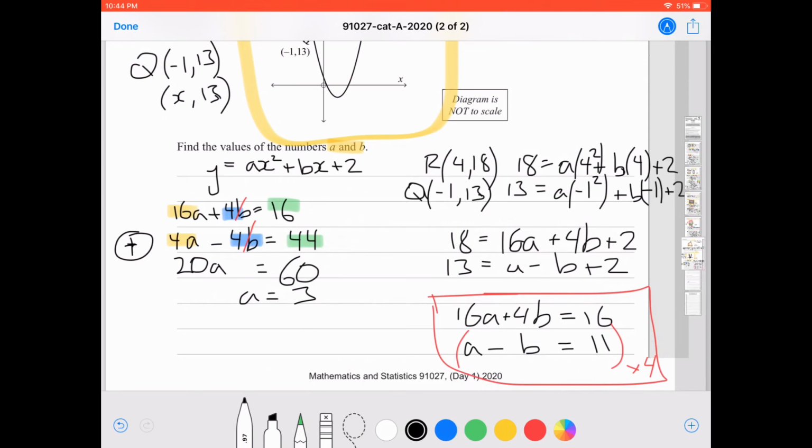Okay, for b, we can take any of our equations and find b. Let's take a minus b equals 11, and we can say a minus 11 equals b. Therefore, 3 minus 11 equals b, and so b equals -8. With that, we've found the values of our two numbers: a equals 3 and b equals -8.